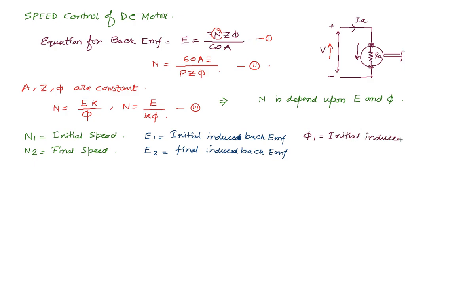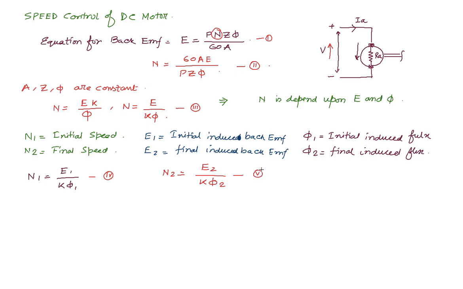Now if phi 1 is the initial induced flux, and phi 2 is the final induced flux, because flux is the important parameter, as the rate of change of flux determines the induced EMF, then we can write N1 is equal to E1 by K phi 1, this is equation 4, and N2 is equal to E2 by K phi 2, this is equation 5.